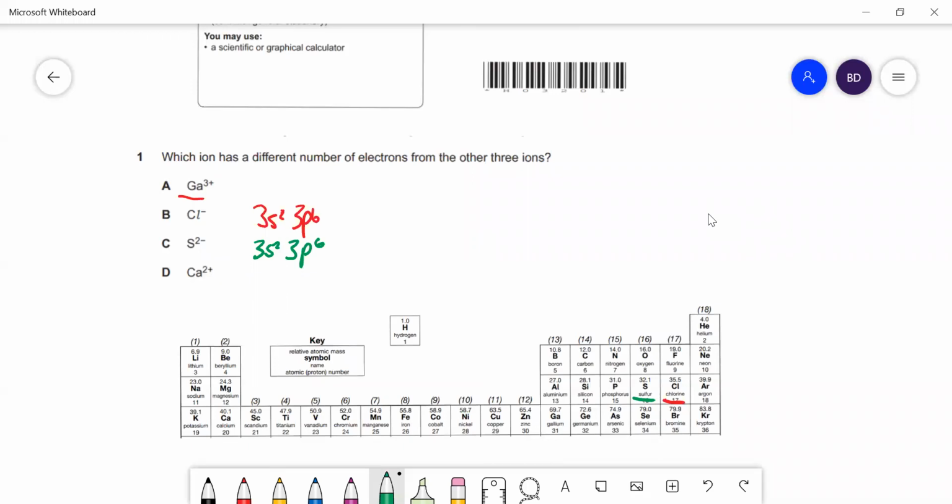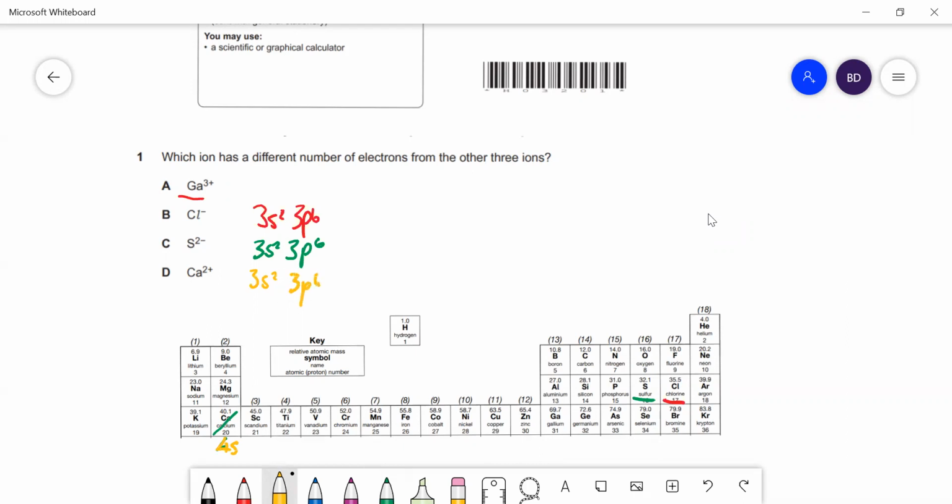Calcium should have 4s2, but you've lost 2 of those electrons because it's a +2 ion, so that will also be 3s2 3p6.